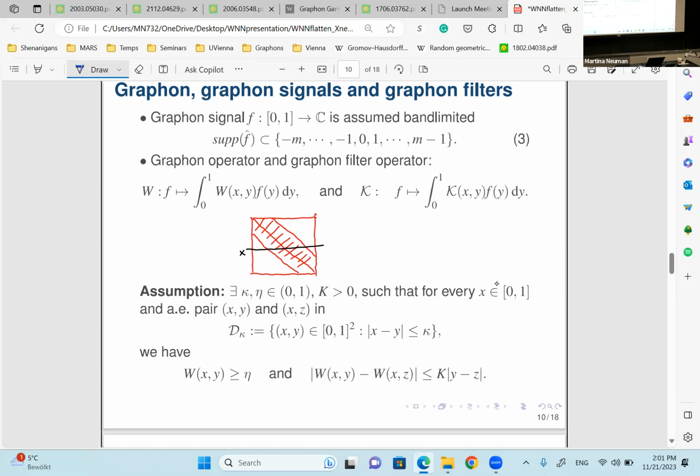Here is where I'm going to use sampling theory. So this work uses graphon theory and also sampling theory. This comes from Kluvanek. I'm going to write it down in case you want to Google it. Sorry, the sampling theorem. Let me just write it.